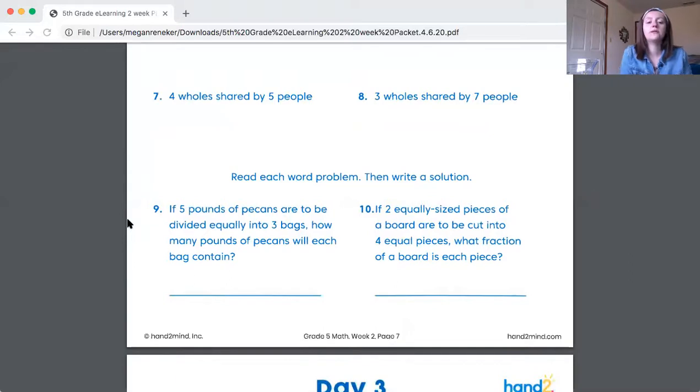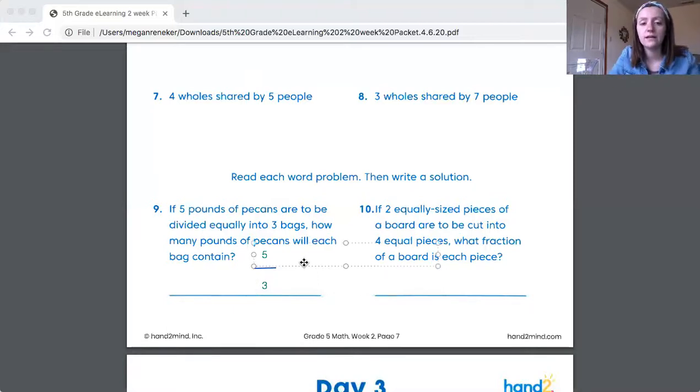If 5 pounds of pecans are to be divided equally into 3 bags, how many pounds of pecans will each bag contain? Okay, so we have 3 bags and we have 5 pounds split into those 3 bags. Okay, so my answer is going to be 5/3, because when I divide it out, or when I separate it out in like a model and separate it out into the bags, each bag would have 5/3 of a pound of pecans, or 1 2/3 pounds of pecans.